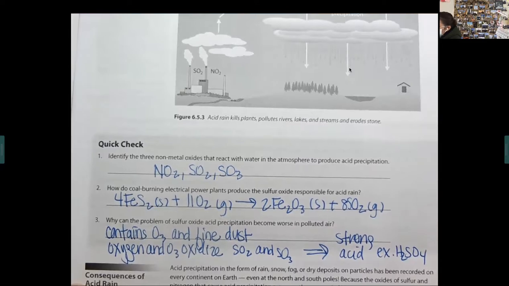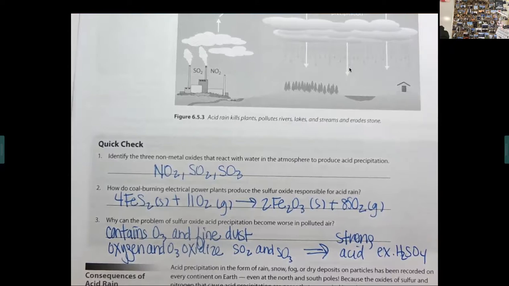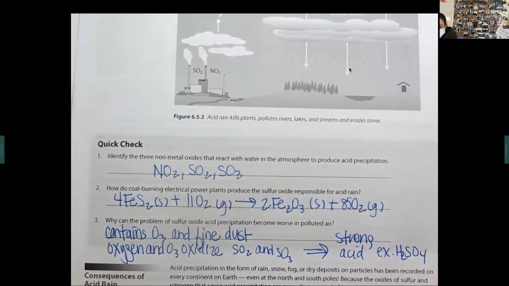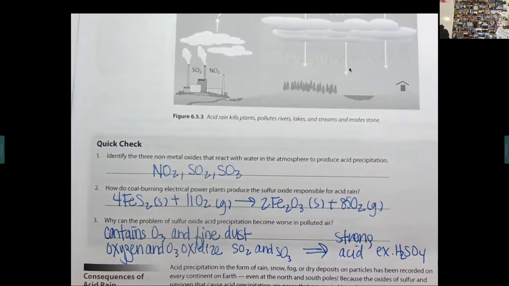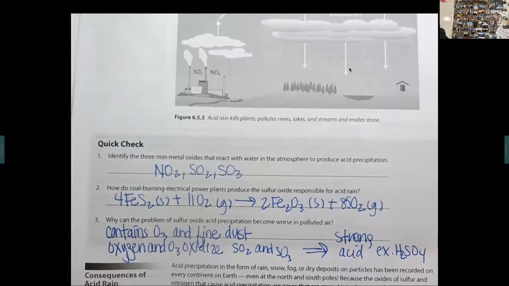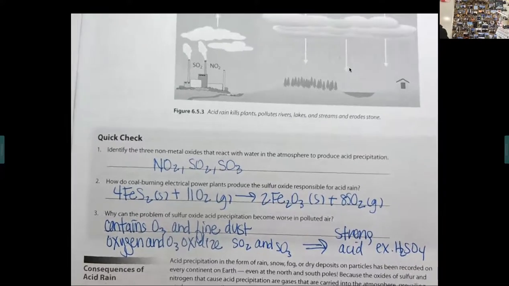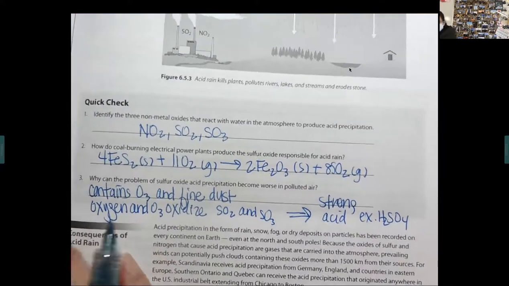Now, what are some of the consequences of our acid rain? Well, Scandinavia has a lot of acid rain, and they actually get it from Germany and England and some other countries in Eastern Europe, because that's just the way that the jet stream flows.